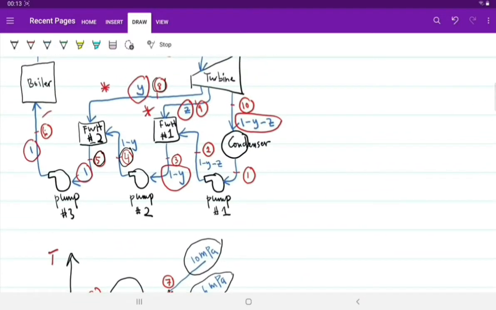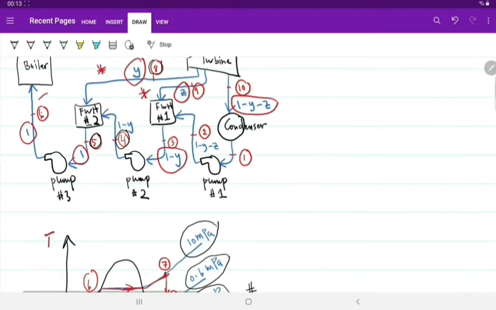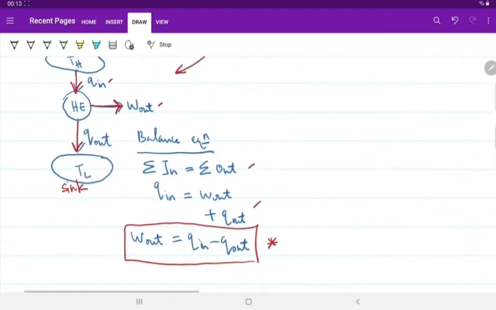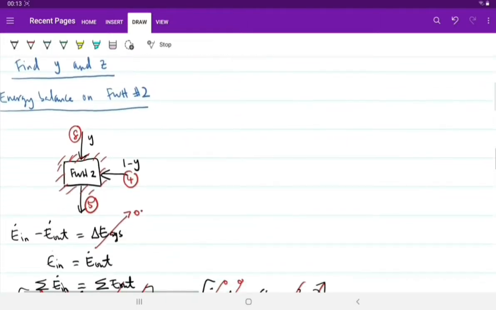at feed water heater, okay, feed water heater at point number 2 here, you have Y fraction coming in, and then 1 minus Y fraction coming in, and then you have point number 5 as the outlet. So I can just redraw the condition. Number 8 coming into the feed water heater, number 4 coming into the feed water heater, and then number 5 coming out of the feed water heater.